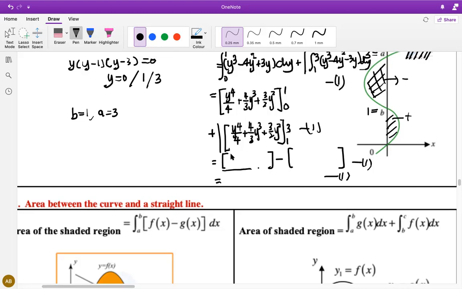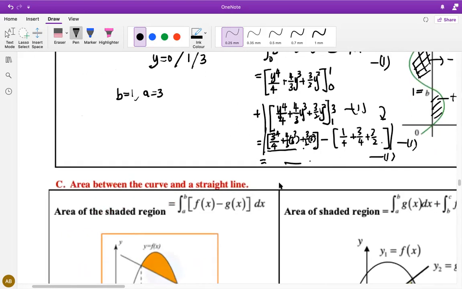So you substitute in 3, right? 3 to the power 4 over 4 minus 4 over 3 times 3 cubed plus 3 over 2 times 3 squared, and then minus 1 over 4 minus 4 over 3 plus 3 over 2. Okay, so you add it together. Okay, this is this part, right? So modulus it. So there's another one here you need to substitute in. So you'll get your answer here. So I don't tell you the answer, you find it by yourself. All right, so now we go to the next one.